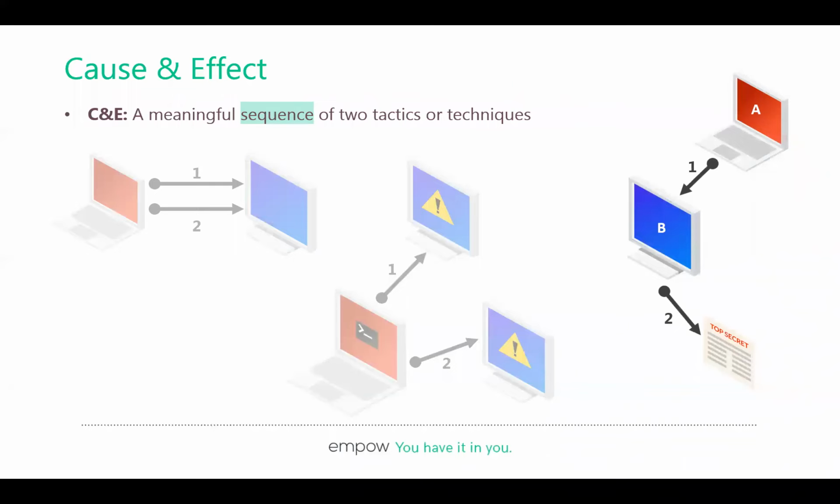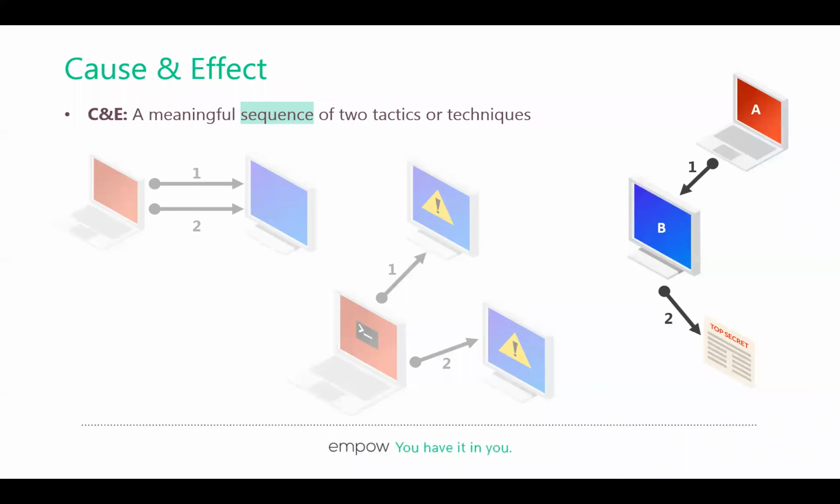The last example is some kind of chain reaction. We have the first step where A is the performer and B is the victim. And in the following step, it turns out that B is the performer, and now host B is doing something malicious. So we have A the performer and B the victim in the first step, and in the second step, B becomes the performer of this particular attack step.